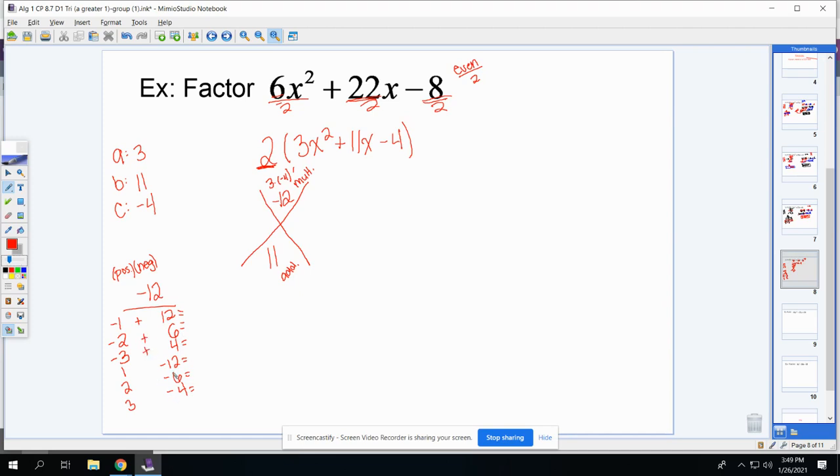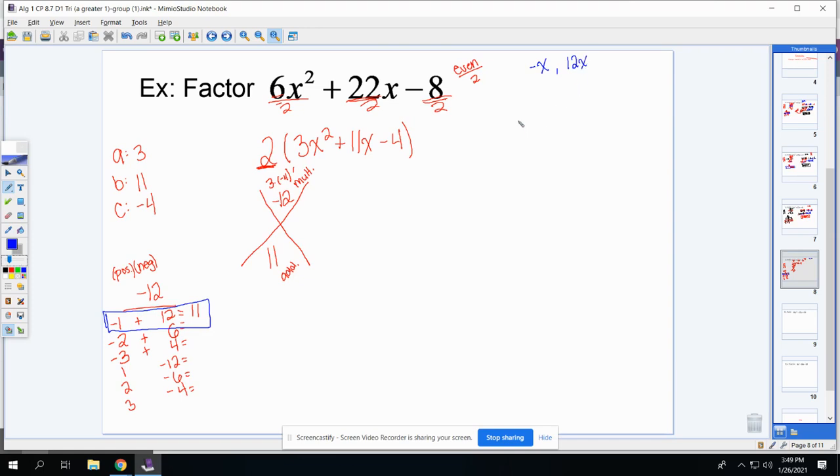So we got negative 1 plus 12. Well, I believe that's going to give us the answer we were looking for. We needed that 11. So we added to get 11. So our two numbers here that work are negative 1 and a positive 12.